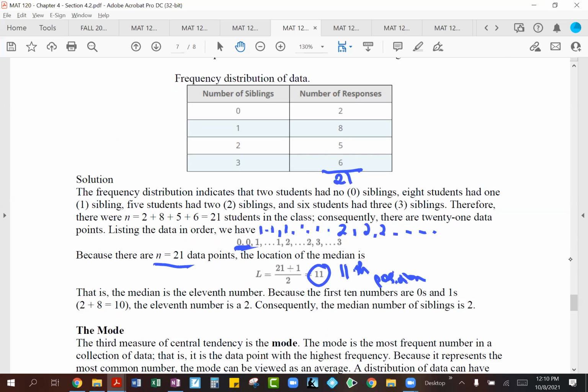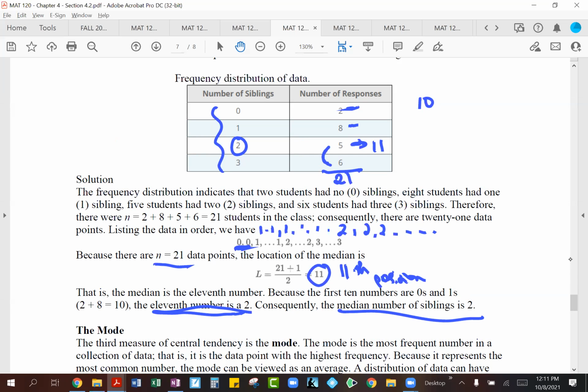Normally with a frequency distribution, we always write these numbers in order from smallest to largest, so technically, it's already arranged for us. What you need to do is start adding up your frequency numbers. Start at the first: 2 plus 8 is 10. So we need to go to the 11th position, which means the 11th position will fall right here, and our median is going to be 2. The 11th number is 2, which means the median is 2.